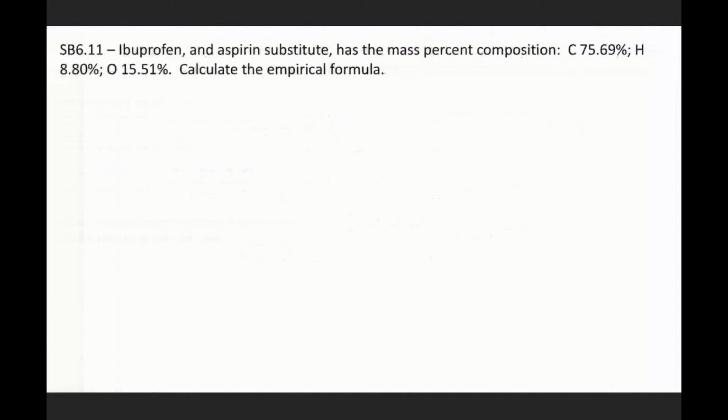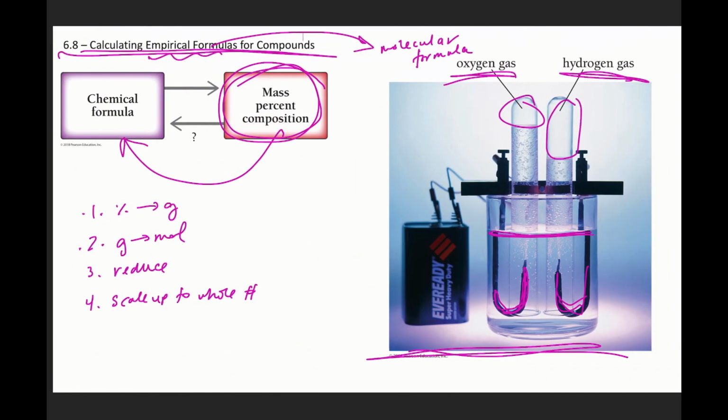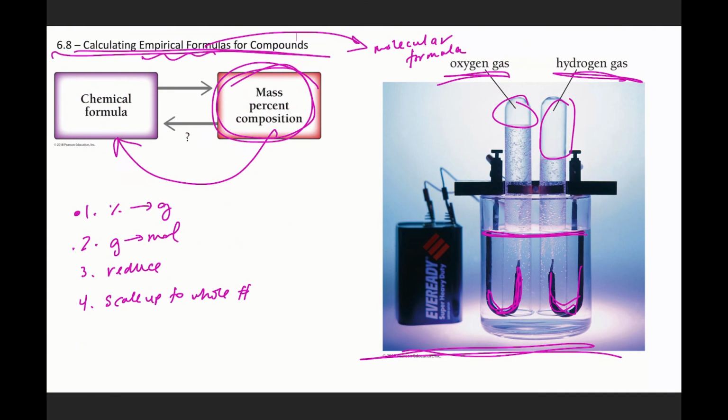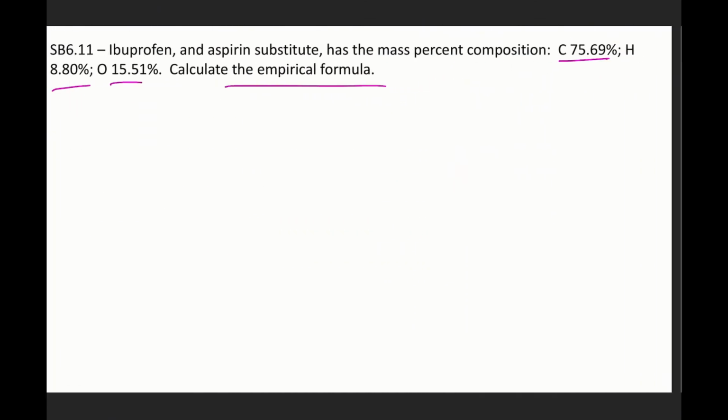All right. Next up, we have ibuprofen, which has the percent composition this and this and this, and we would like to know the empirical formula. So we have percents, and if we think here, that's step 1. So we need to get from percents to grams by assuming we have a 100-gram sample.